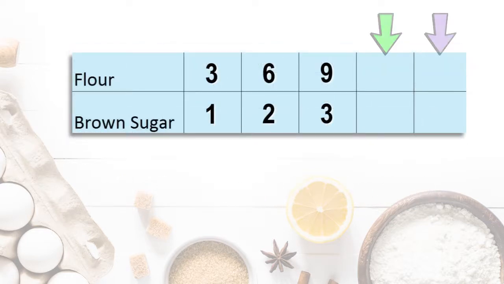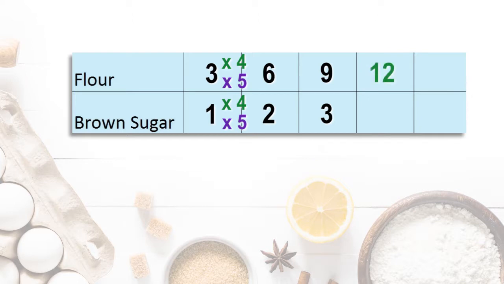If the table were to be extended by another 2 columns, the next column would be 4 times the original recipe, and the fifth column would be 5 times the original recipe. The amount of flour would be 12 cups for the quadrupled batch and 15 cups for the quintupled batch. The amount of brown sugar would be 4 cups for the quadrupled batch and 5 cups for the quintupled batch.